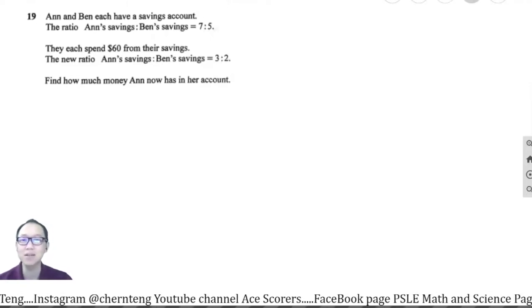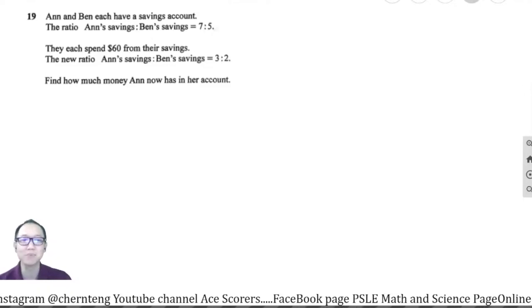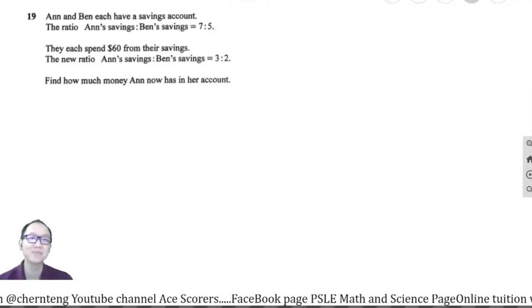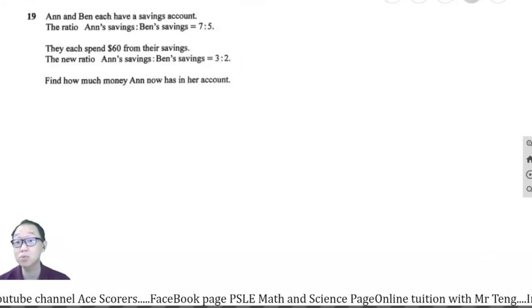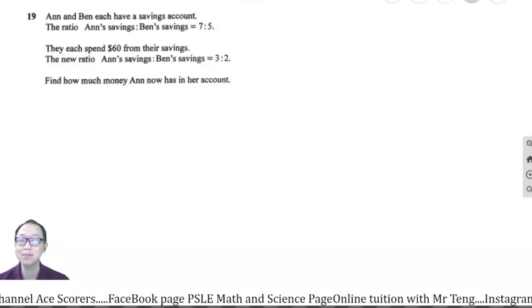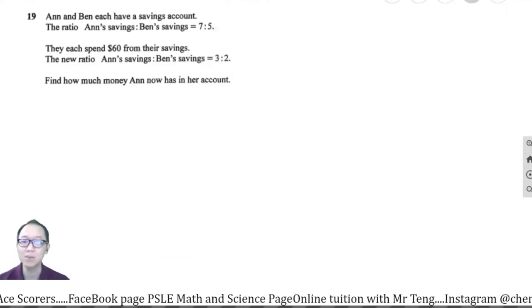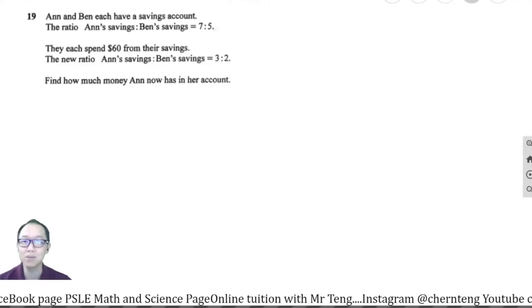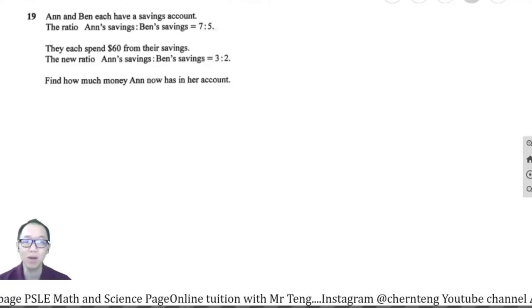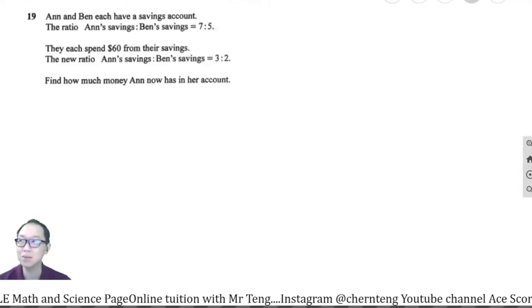I give you a tip, right? You can use simultaneous equation. One tip is you can use simultaneous equation because here you have 2 equations. There's 2 persons. Each one has got its own equation, and the outcome is also different. So one possibility is a simultaneous equation.